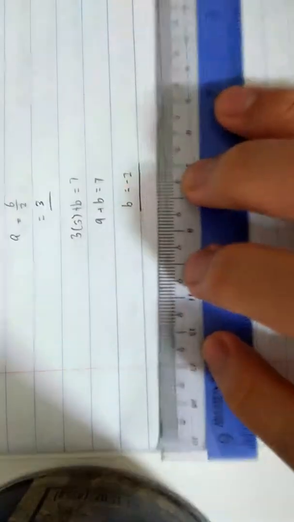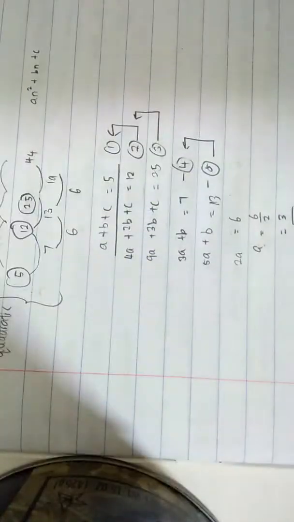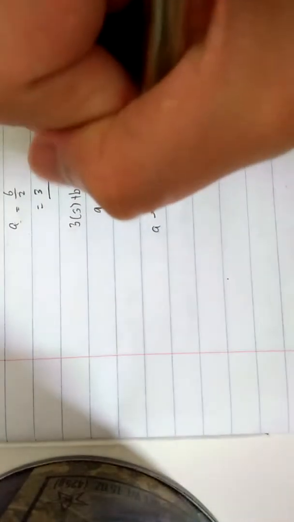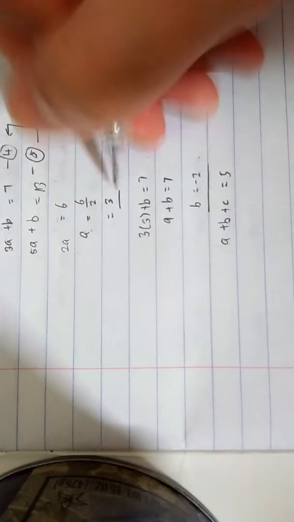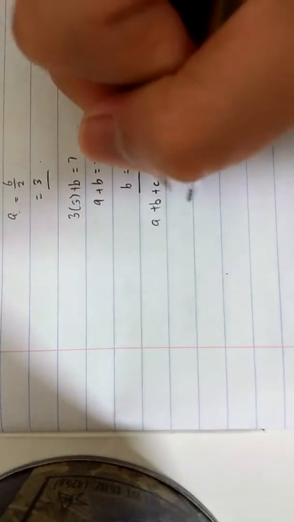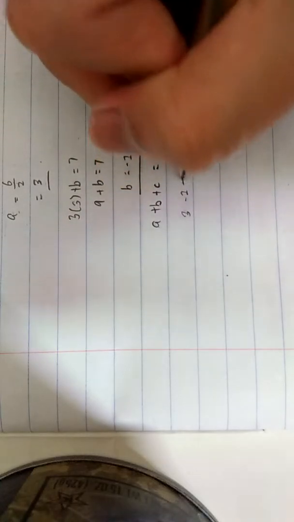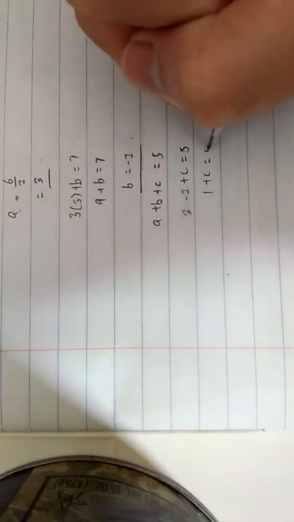Okay, so now you have gotten your a and your b. How do you get your c? To get your c, we have to look at this: a plus b plus c equals 5. Now, I'll just write it down here. a plus b plus c equals 5. So now you've got b equals negative 2 and a equals 3. How do you find your c? Just sub it in, right? So a equals 3, b equals negative 2, plus c equals 5. So here you get 1 plus c equals 5. So c equals 4, right?